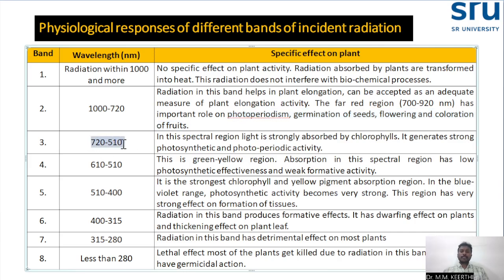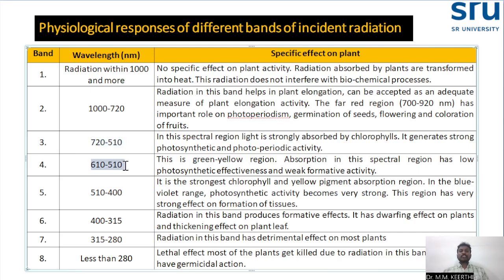When we talk about 720 to 510 nanometer, this spectral region of light is strongly absorbed by the chlorophyll. When the 720 to 510 nanometer wavelength is there, plants having chlorophyll will absorb more of it. It generates strong photosynthetic and photoperiodic effects. So when the plant is exposed to 720 to 510 nanometer, it generates strong photosynthetic and photoperiodic activity.